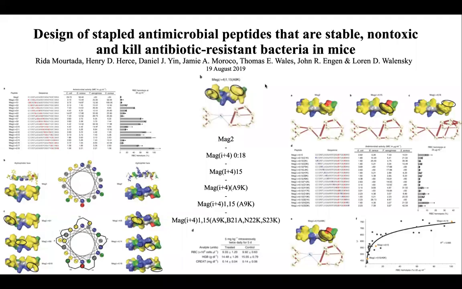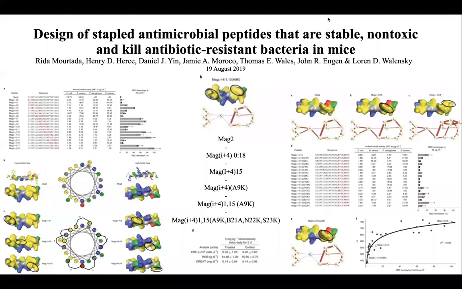So the researchers started with a peptide called MAG2, which they knew had antimicrobial activity, but it wasn't very stable and had a lot of red blood cell hemolysis and just other issues that wouldn't make it compatible with a living creature. So using this MAG2 peptide, they created MAG I plus 4 0 through 18 variations of it, in which they stapled the peptide in different places in the sequence.